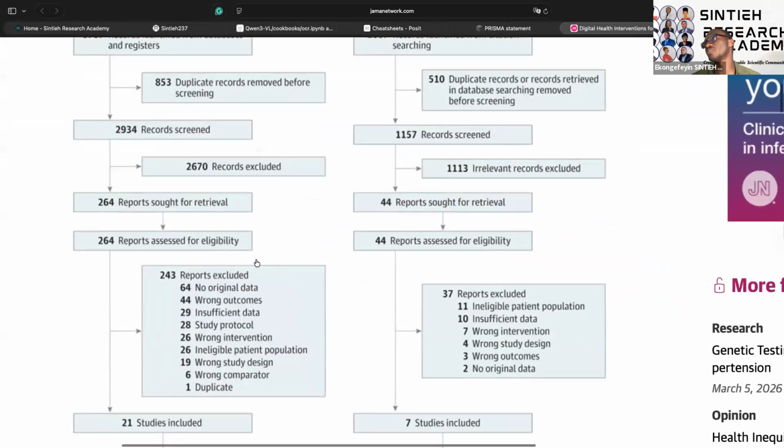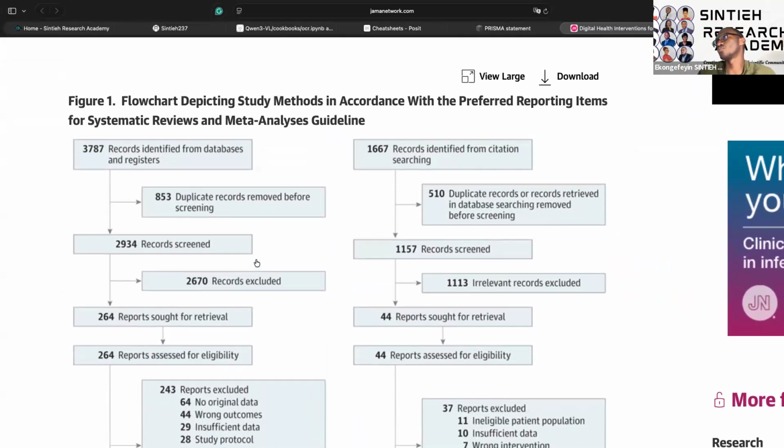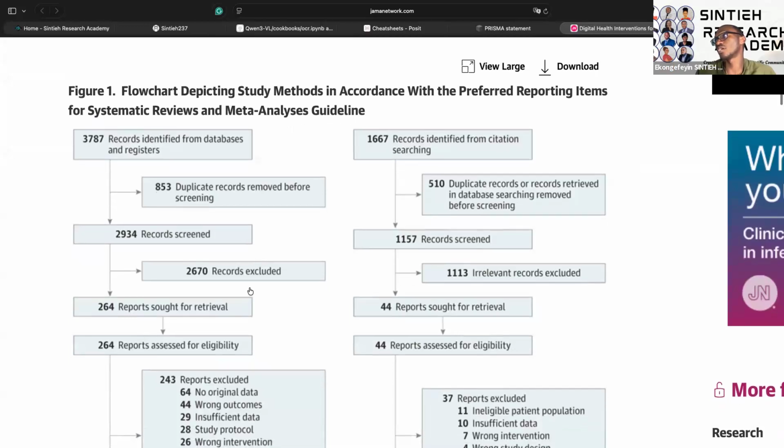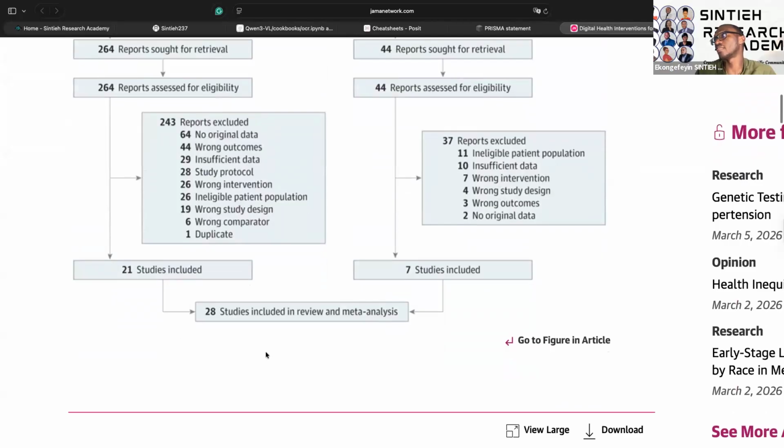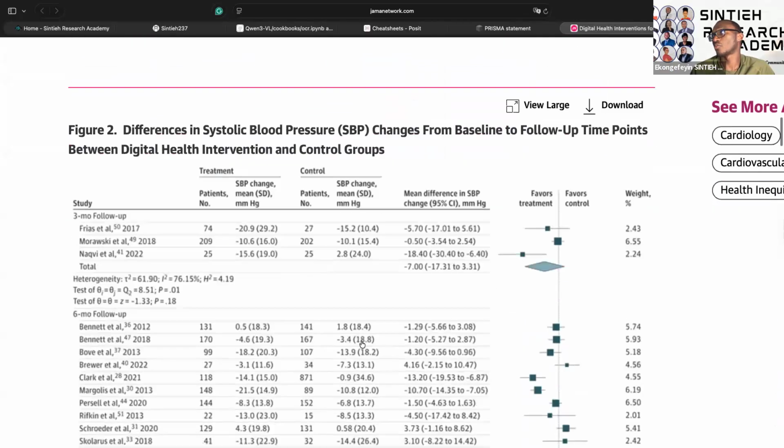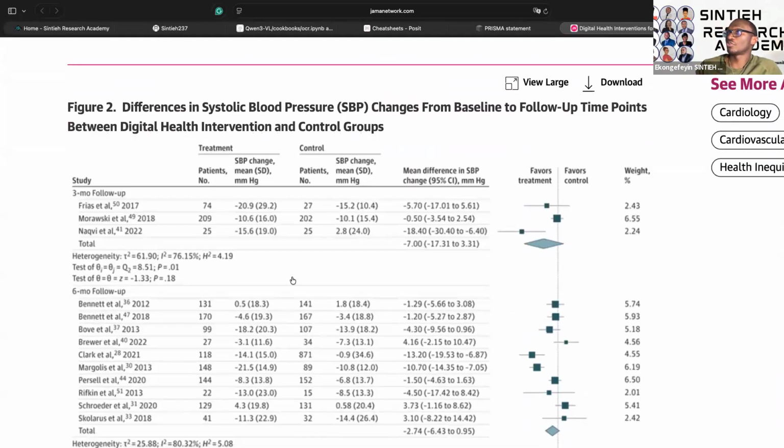This is the PRISMA flowchart. This is what we are going to do when we start doing your systematic review. In the end, they included 28 studies. Now this is figure 2, which shows the differences in systolic blood pressure, their primary outcome, from baseline to follow-up time points between digital health interventions and control group.